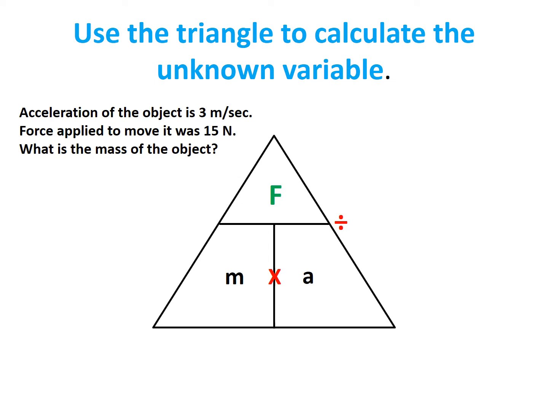Okay, this time we get the acceleration is 3 meters per second. So put that in your triangle by acceleration, 3 meters per second. The force is 15 newtons. So cover up mass, and you see that you need to take force and divide it by acceleration. So get your calculators. The force is 15 divided by 3. The mass must be 5 grams, or 5 G.